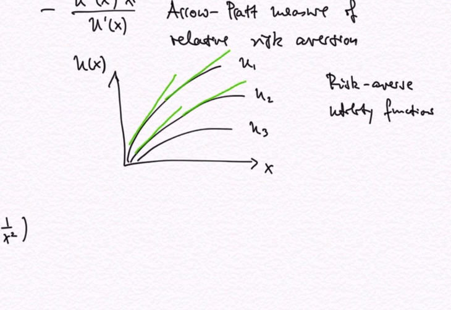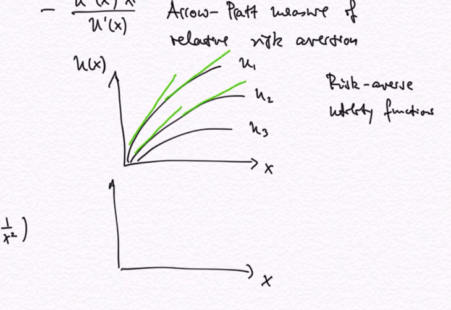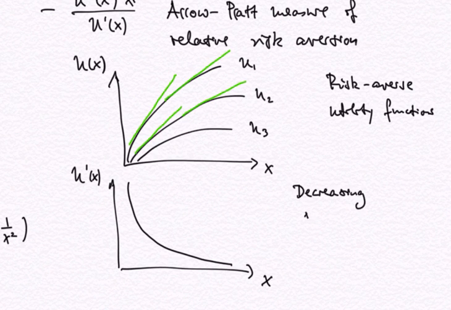Then we can give a motivation of this Arrow-Pratt measure. So if we now plot also just as cartoonistically the derivative of the utility function, then we see the slope is everywhere positive, but the slope decreases. So the typical shape for a risk-averse utility function would be something like this. So this expresses the idea of decreasing marginal utility.